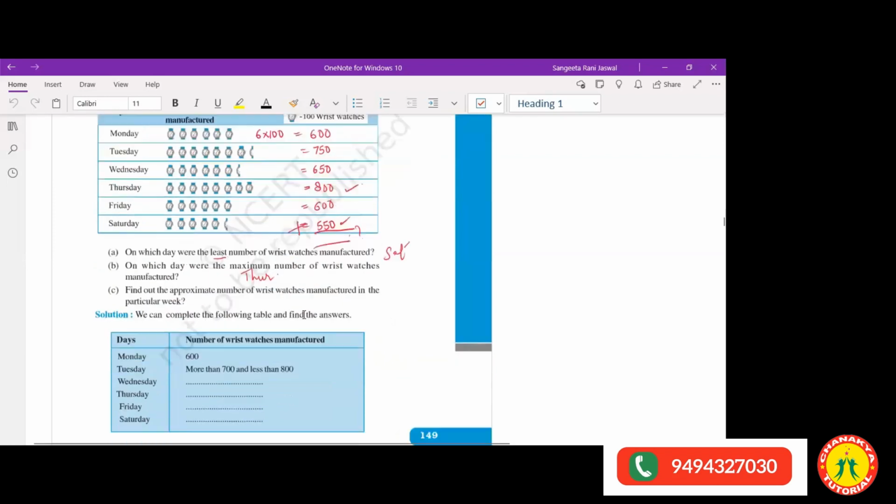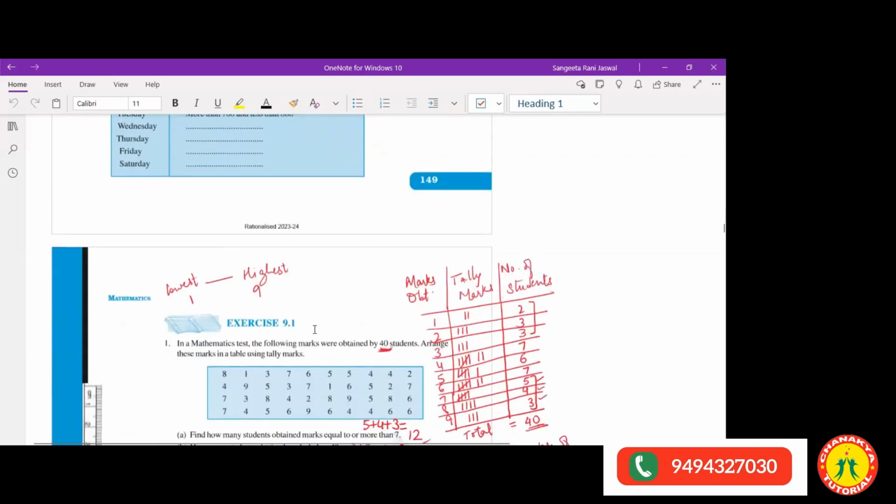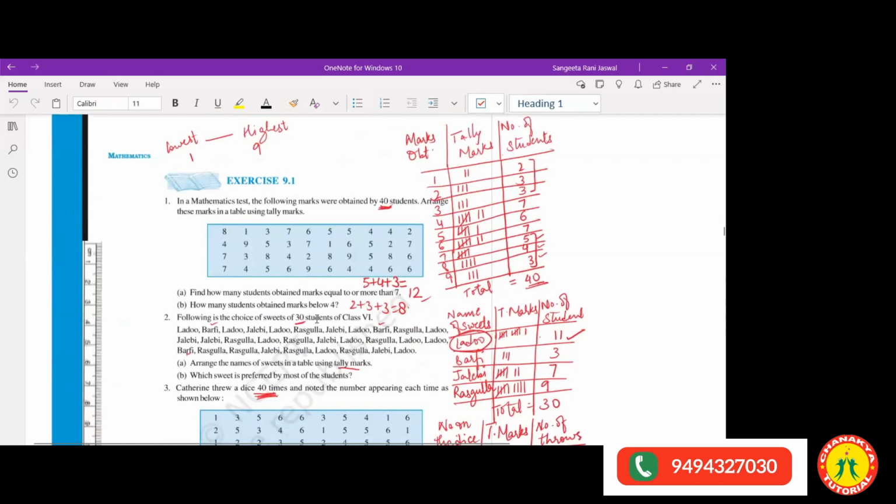I'm searching for the questions. These are all examples. Here are the questions. Okay, let's wipe this out so that we have some space. Let's do the first question.